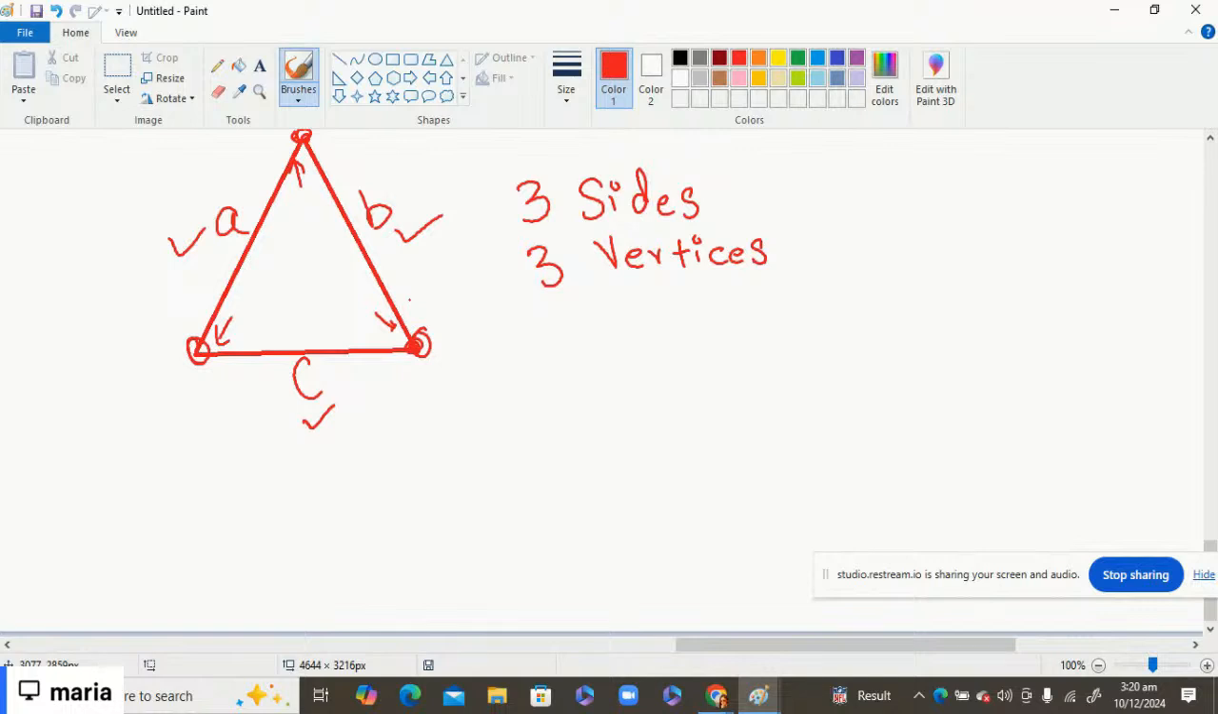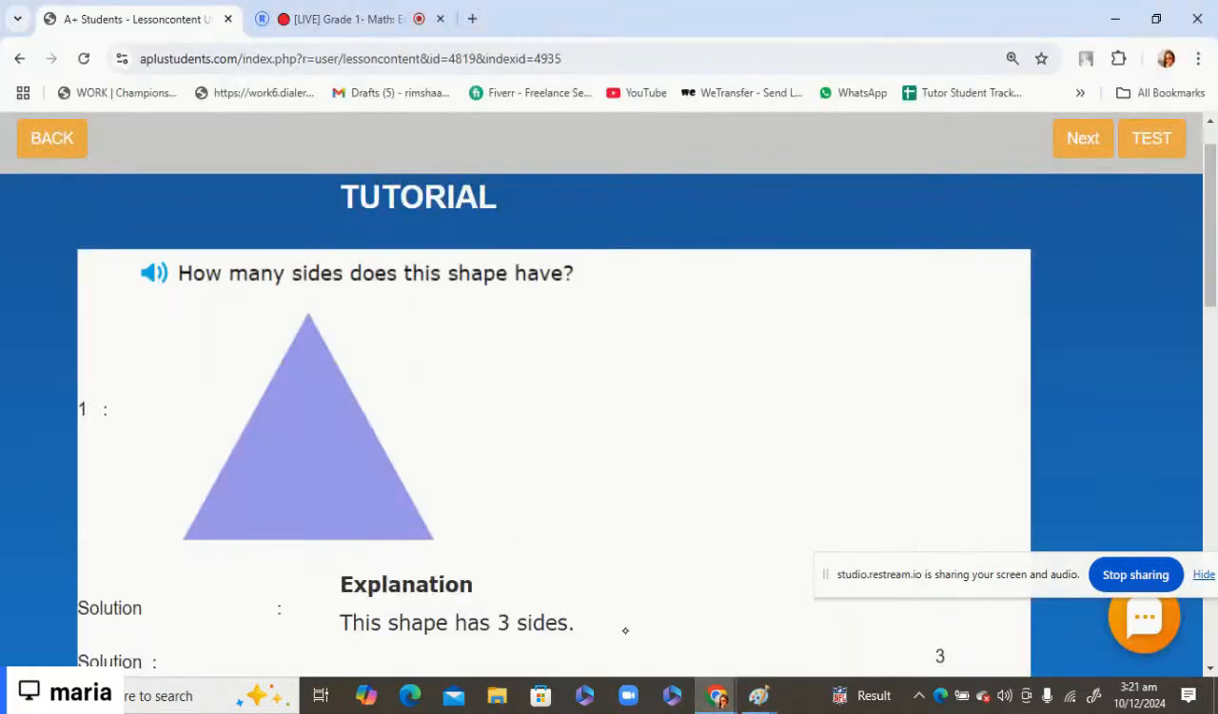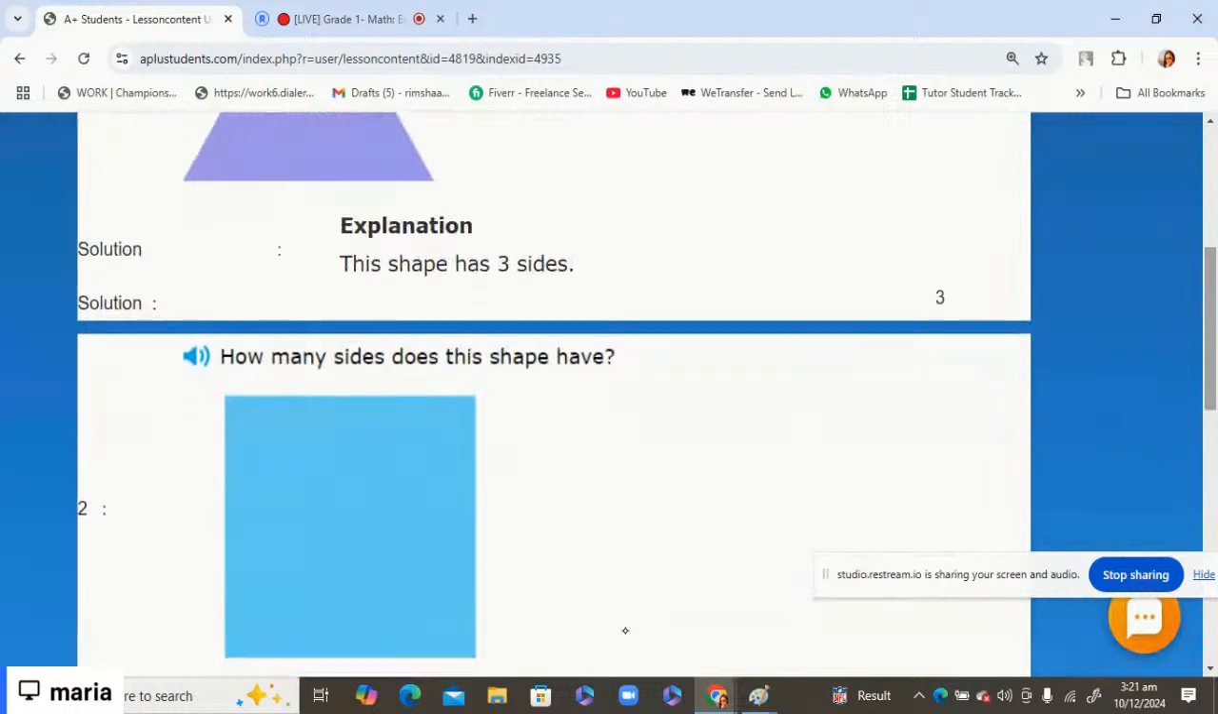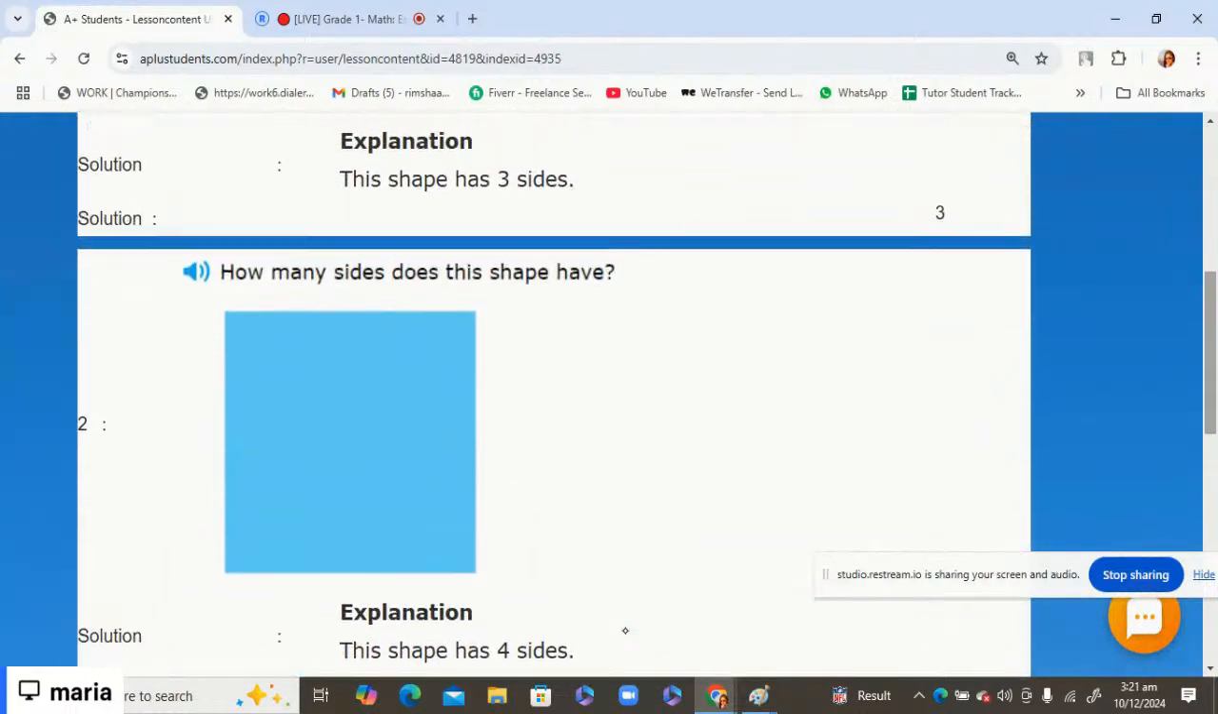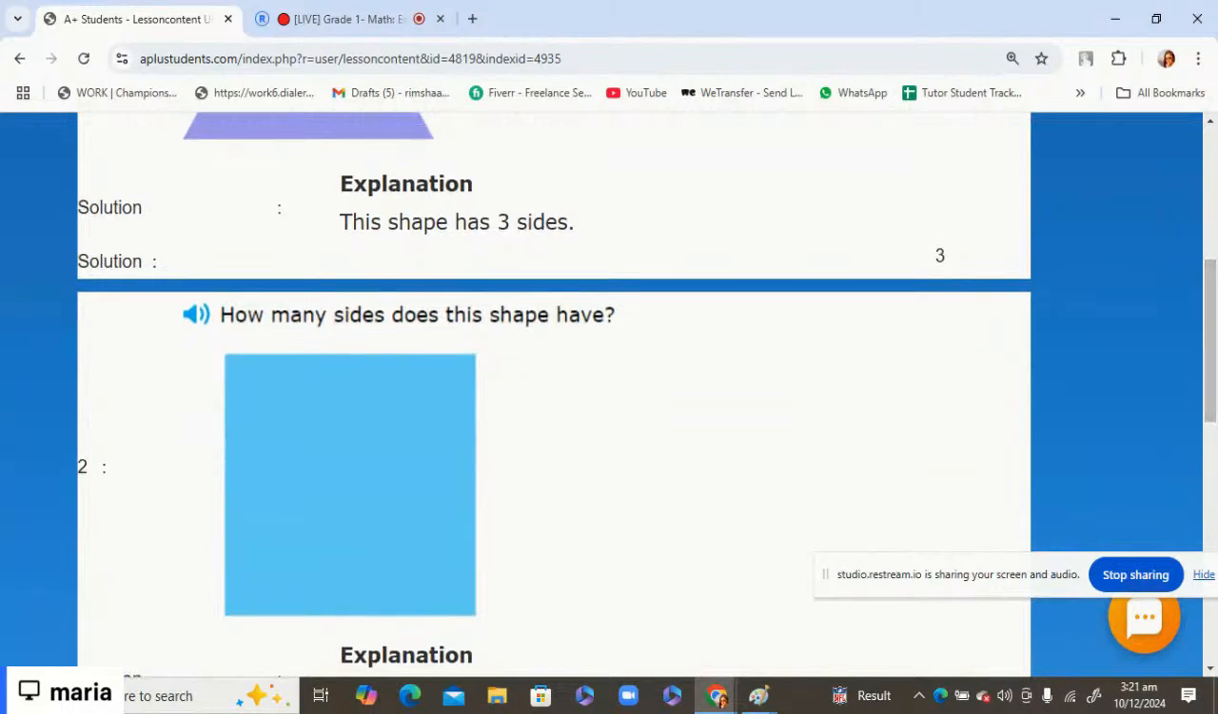All right, very well done, everyone. So let's see, there are 3 sides. So how many sides of this shape? You guys tell me now. Check the shape and then tell me, everyone. Tell me in the chat. Yes, everyone.